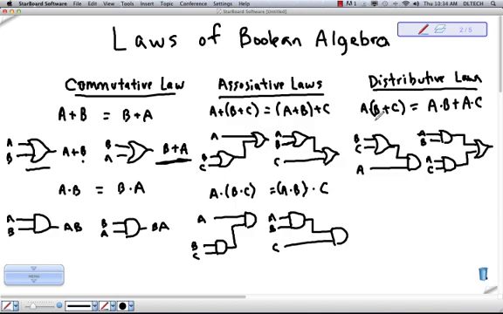In our distributive laws, we have A and B or C is the same as A and B or A and C. The way we would draw this one in schematic form would be with an OR gate with the inputs of B or C going to an AND gate with the inputs of A. The way we would draw this one in schematic form would be two AND gates with the inputs of A and B, and the other one with the inputs of A and C. The output of this one would be equal to AB, and the other AC, and when going into the OR gate, they're equal to AB or AC.